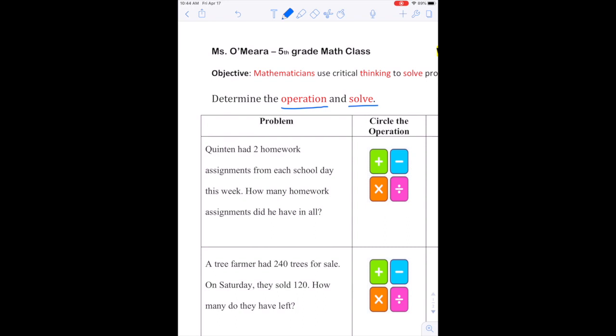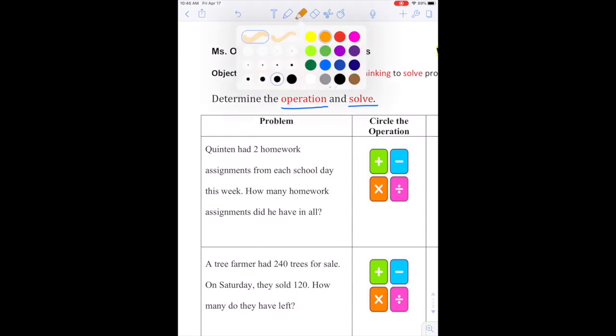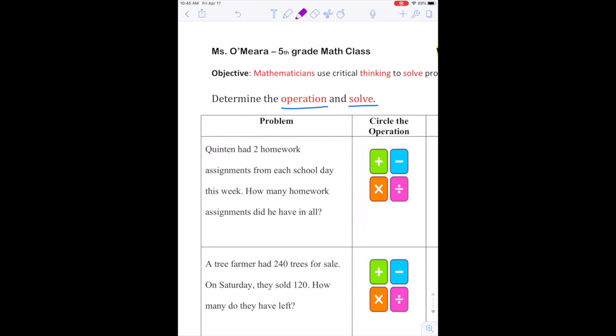So this first one we are going to read through twice, and we are going to highlight any key info. So get your highlighter ready. All right, here we go. We're going to read through it twice. This is about Quentin. Quentin, we miss seeing you. And Quentin had 2 homework assignments from each school day this week. How many homework assignments did he have in all?